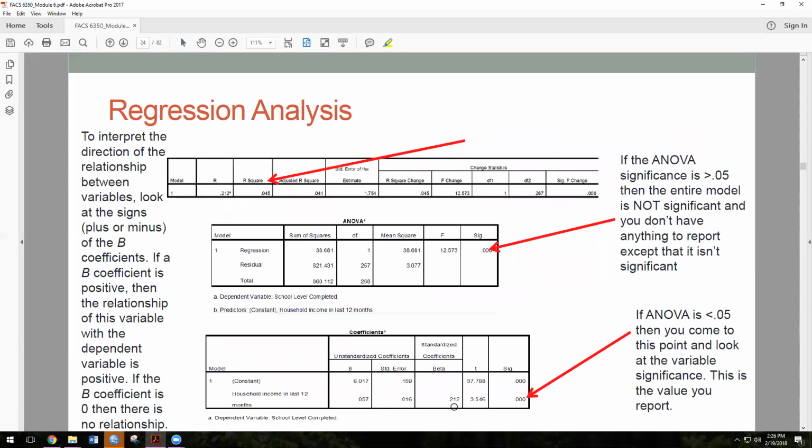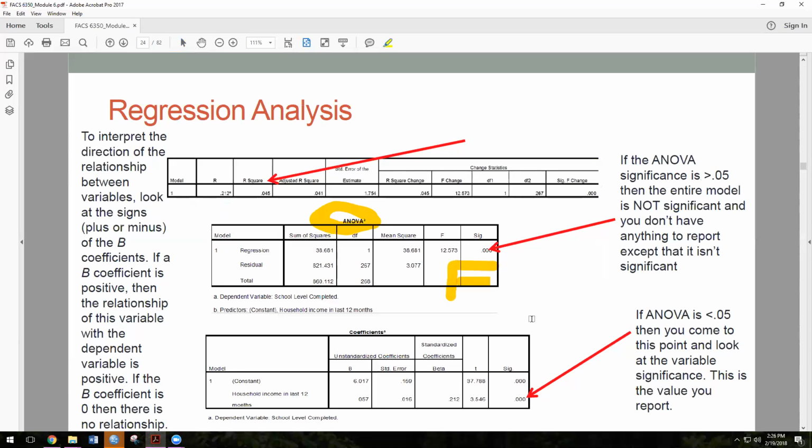So with my regression analysis, I keep going, and I want to look at my ANOVA. So this is my ANOVA table. And my ANOVA table is called an F test. There we go. An F test is an omnibus test.